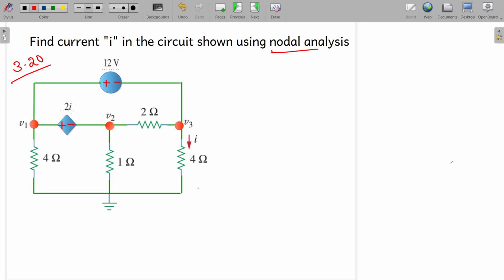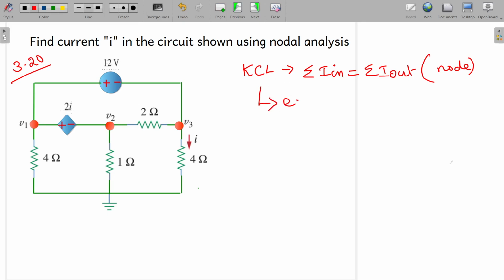analysis. So whenever you come across the word nodal analysis, that indicates we need to apply KCL. KCL is Kirchhoff's current law, which states that the summation of incoming current is equal to the summation of leaving current in a particular node. So this KCL must be applied to the nodes only. When you apply KCL, you will get an equation. That equation is called the current equation, and the terms are written in currents only.